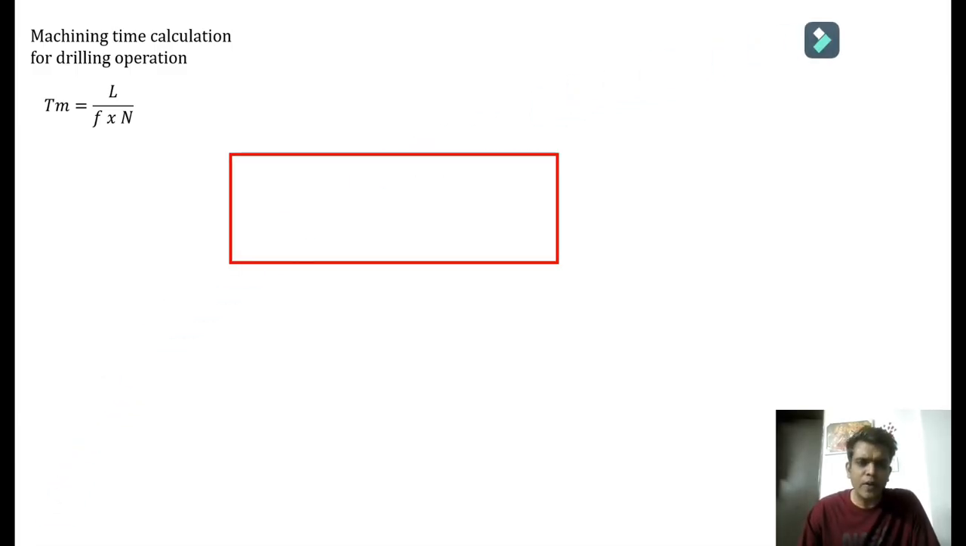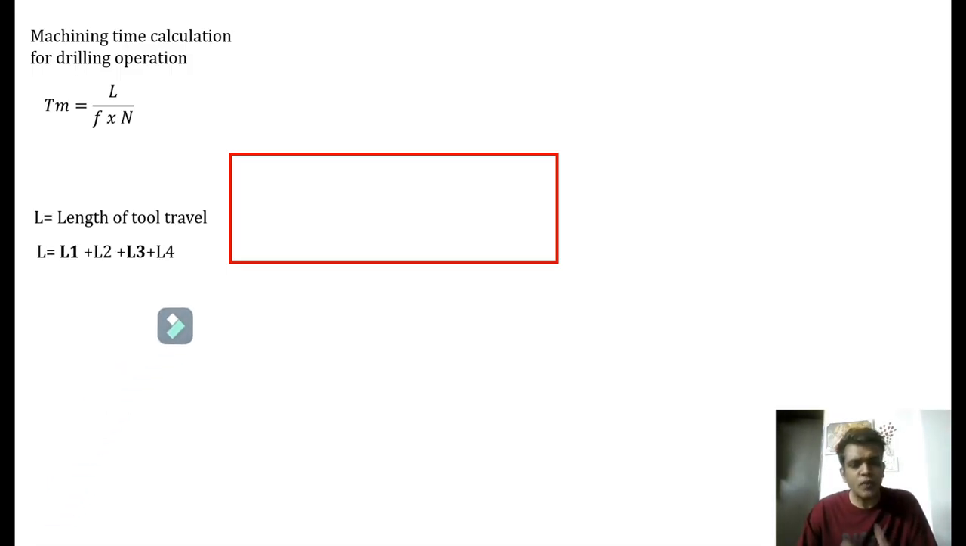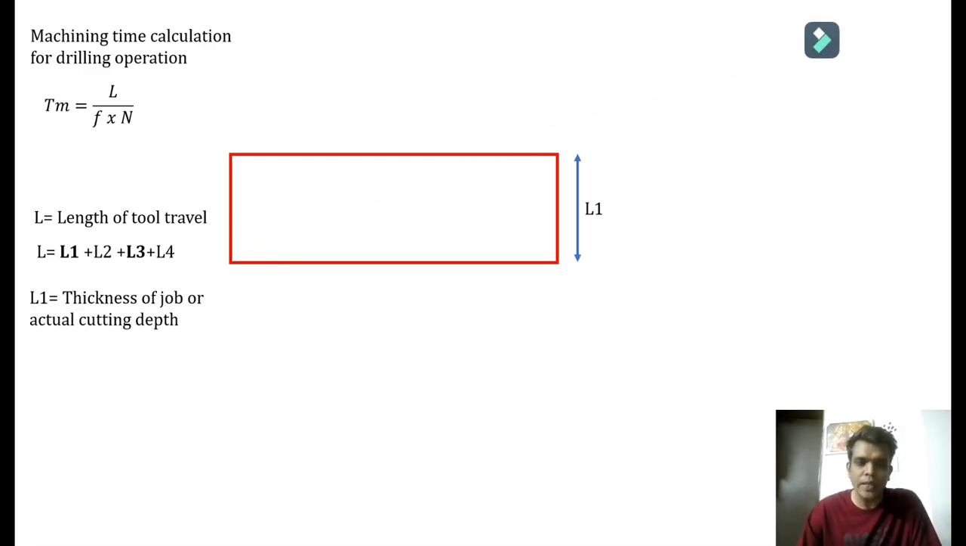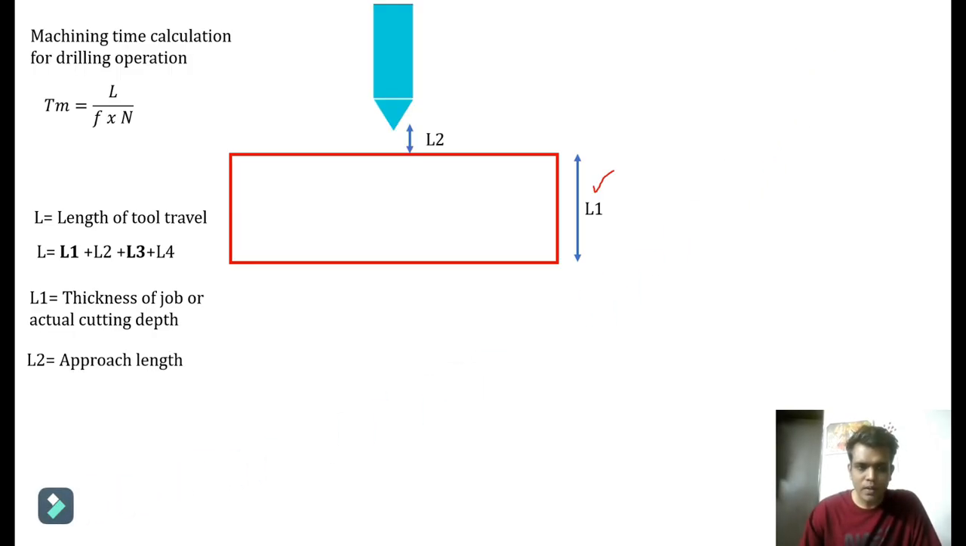Suppose we have one plate of a certain thickness over which we have to do a through drill operation. Now let's see how the total length can be calculated. When we think about the total length, that is the length of tool travel, it includes four different lengths. First, obviously, the thickness of the plate, L1, right? Length 2 is the approach length. The tool has to travel a certain distance and then touch the workpiece, because the tool can never be always in touch with the workpiece. It is at a far distance. That distance is nothing but L2, the approach length.